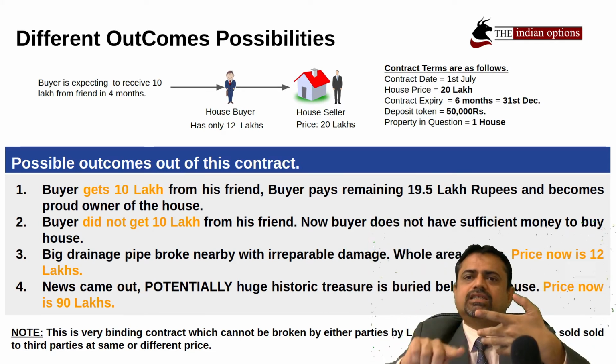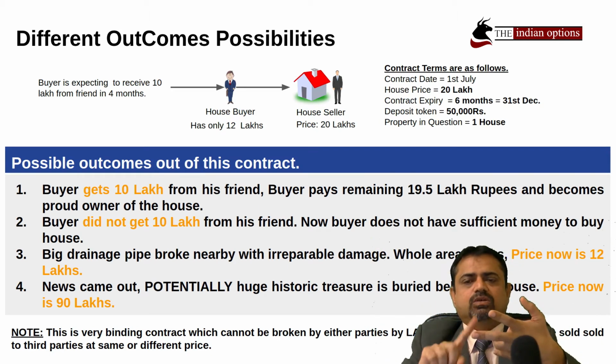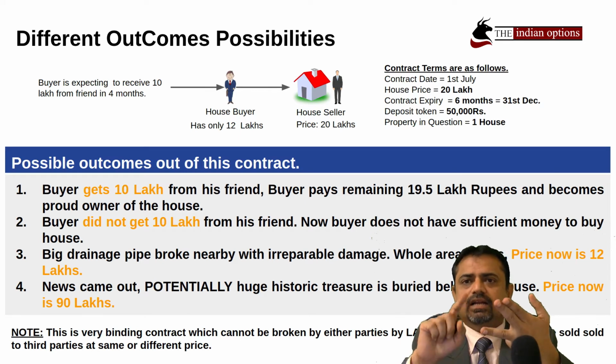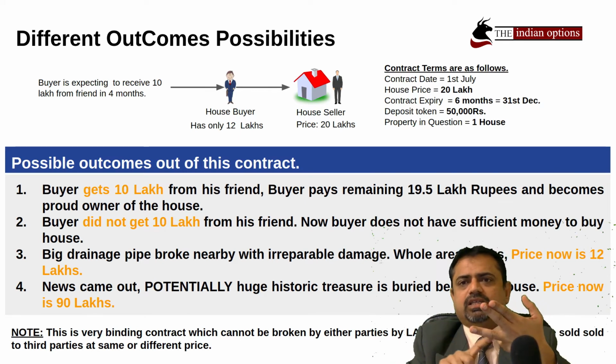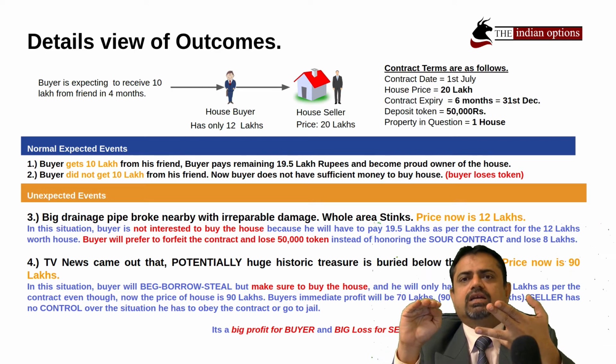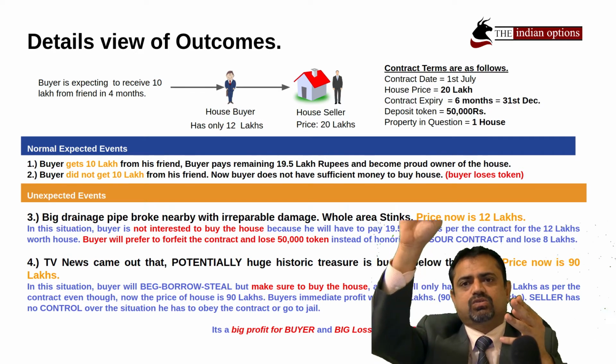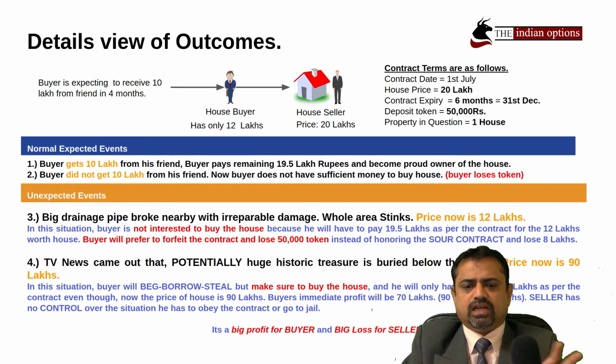First one is that he buys the house at 20 lakhs. Second scenario is the buyer doesn't buy the house, and the third thing is that something has happened and the drainage pipe broke. So now the house value is decreased to say 12 lakhs. And in the fourth scenario, there is a treasure found, and now the price of the house is increased to say 90 lakhs. So these are 4 scenarios that could happen.